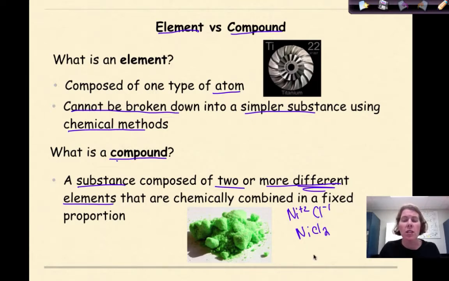And we know this is in a fixed ratio because there's a 1:2 ratio here based on the subscripts that are listed here. Another thing to look at is the fact that in nickel 2 chloride they are different elements coming together. So that is our definition of a compound: two or more different elements that are chemically combined in a fixed proportion.